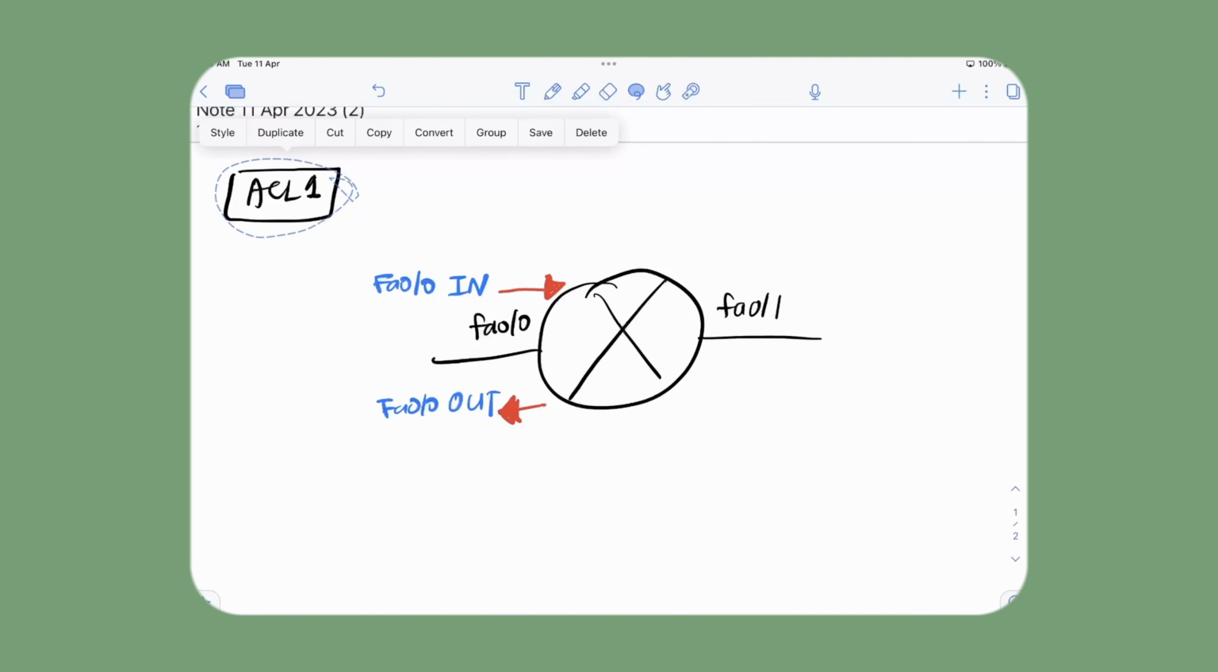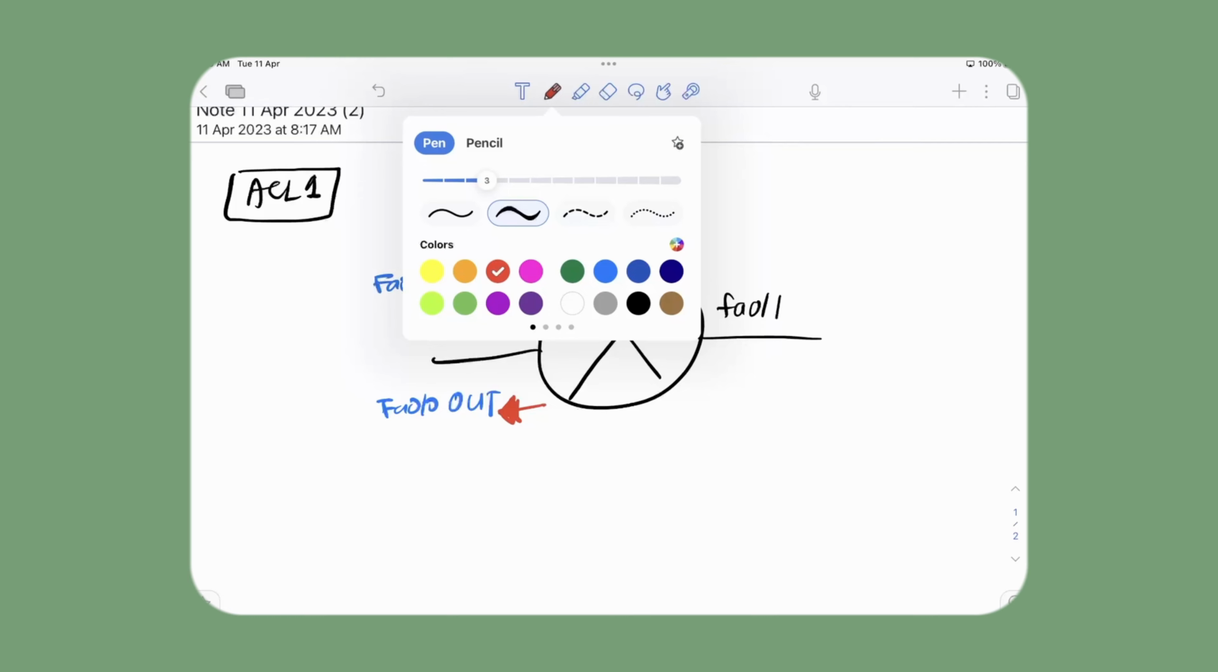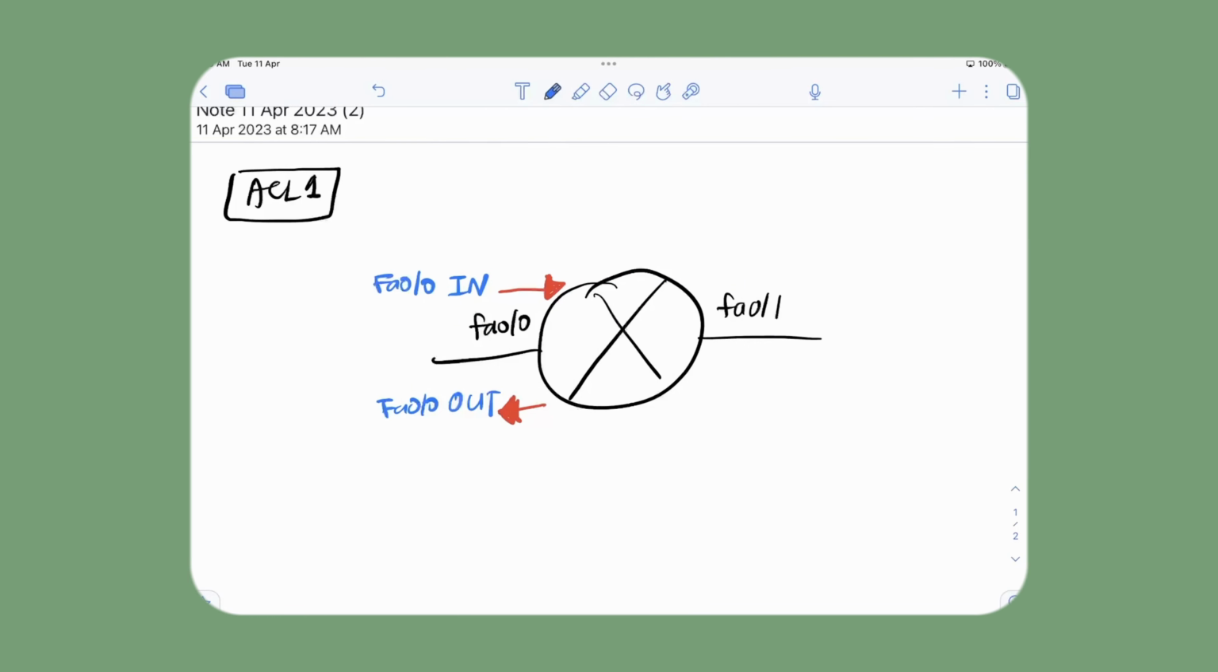Now the next one, you can look at the other side, we have another interface. This one is called FA01. Same thing, every interface has 2 directions. The first direction is data that goes out from the router. You have one more that is going into the router. The one on top will be FA01 out, because the data is going from inside the router, out from the router. So here we have another one.